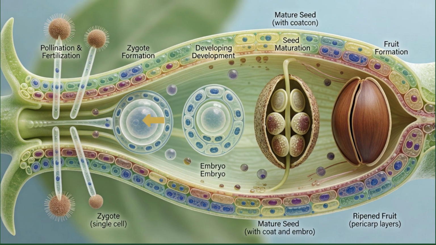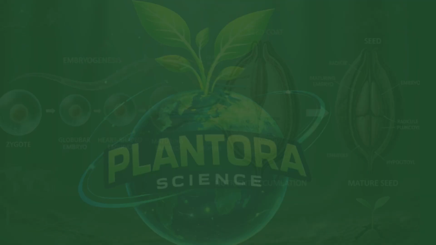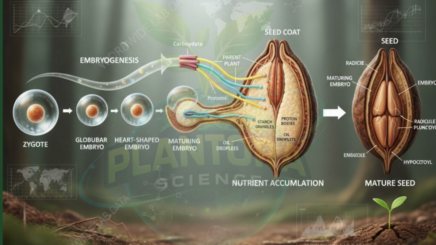After fertilization, the zygote inside the ovule begins to develop into an embryo, which will become the new plant. At the same time, the surrounding ovule tissues develop into the seed coat, protecting the embryo. The ovary of the flower starts transforming into a fruit, which acts as a vessel to protect and help disperse the seeds. Inside the fruit, the endosperm provides nutrition to the growing embryo.